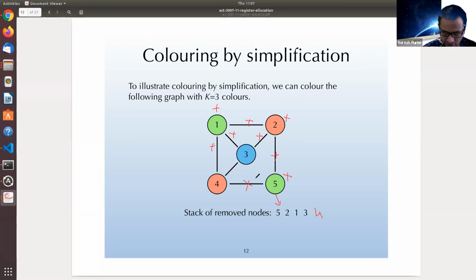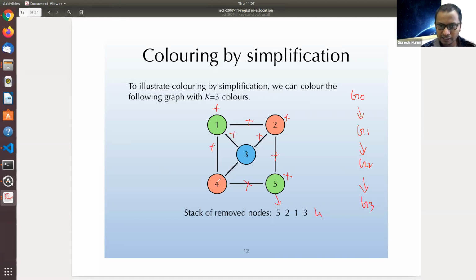So what we get is a stack of removed nodes, and the way we do the coloring is to remember the discussion here: G0, G1, G2. We said if G1 is K colorable, then G0 is also K colorable. That means in order to color G0, we first want to color G1. Before we color G1, we want to color G2. Before we color G2, we want to color G3. That is, we want to do the coloring in the reverse order.